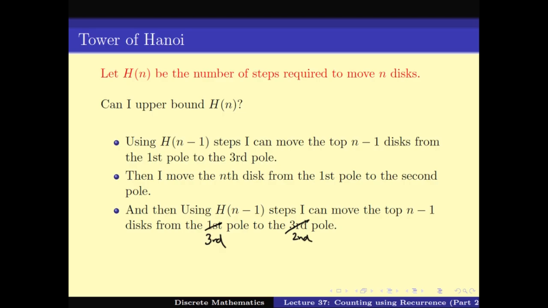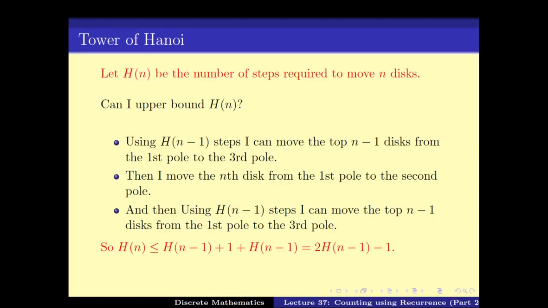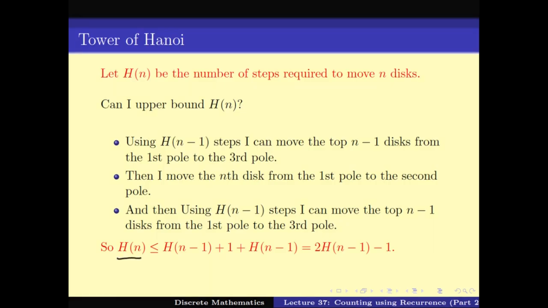So in other words, the total number of steps that I made was, of course, less than 2 times Hn minus 1, plus 1. So what we have is that the minimum number of steps required is less than or equal to 2 times Hn minus 1, plus 1. Now, unfortunately, this is just an upper bound. Can we get a lower bound?